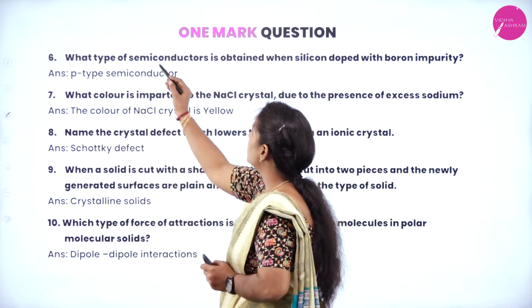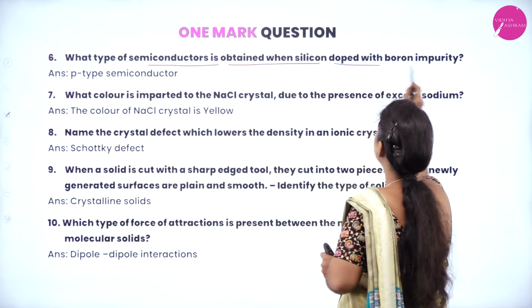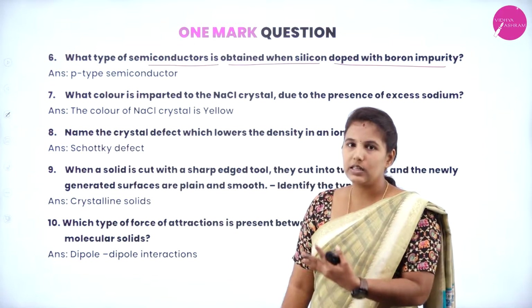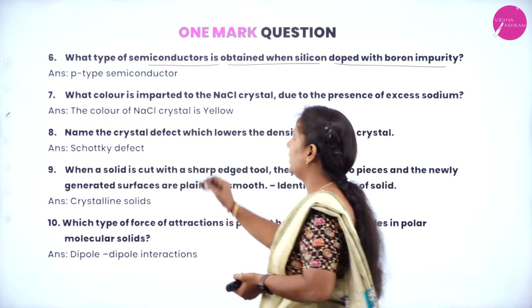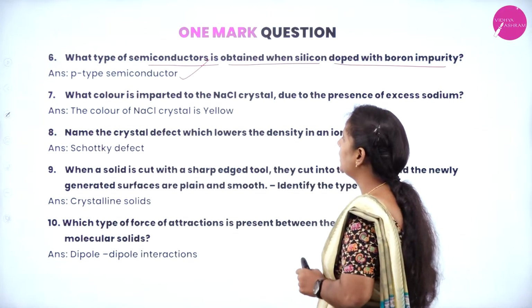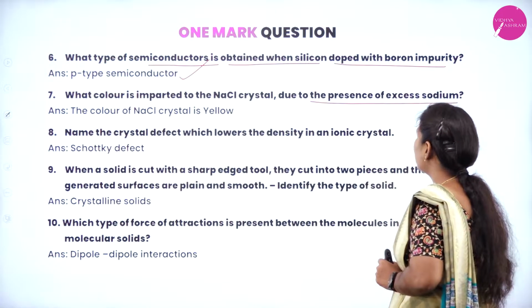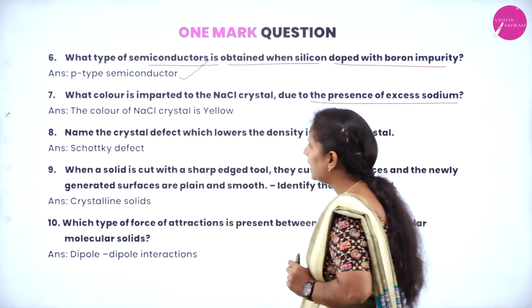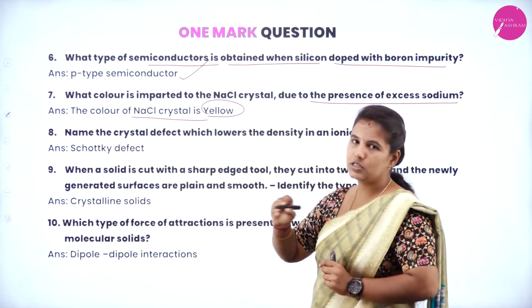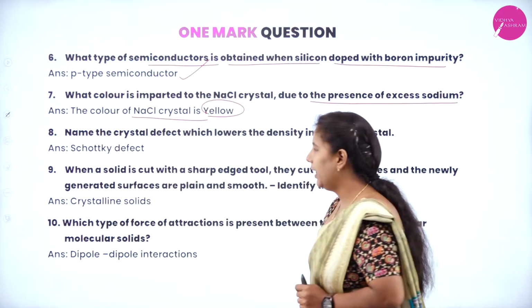What type of semiconductor is obtained when silicon is doped with boron impurity? It is nothing but a P type semiconductor. What is the color imparted to the sodium chloride crystal due to the presence of excess sodium? The color of the sodium chloride crystal is yellow. Even though the sodium is present in excess quantity, it gives rise to the yellow color.